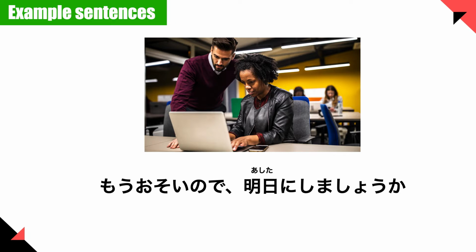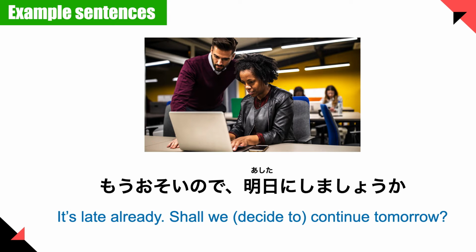Next example sentence. もう遅いので明日にしましょうか。 It's late already. Shall we decide to continue tomorrow? So, もう that means already. 遅い that means late. 明日 that means tomorrow. にしましょうか。 Shall we do the rest tomorrow?